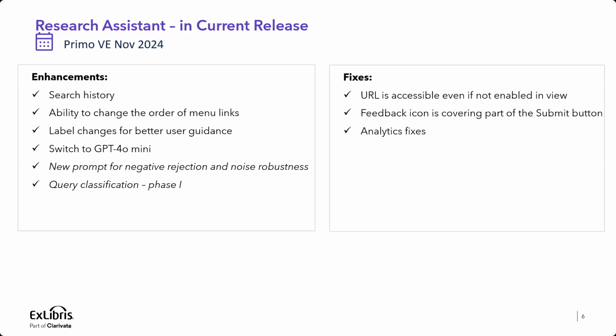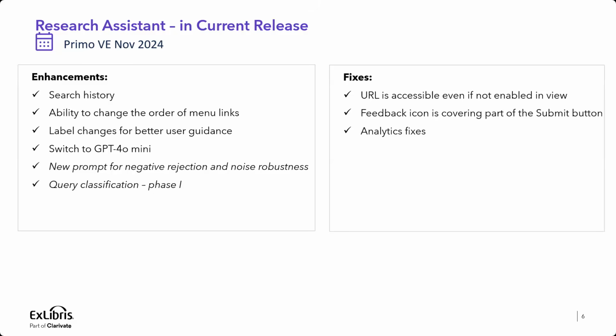Other fixes. We have the first fix that was required by you in the Primo listserv, by the community. There was a lot of correspondence about the visibility of the research assistant when using the URL, when the two view level parameters are not being enabled. You asked that the research assistant URL will not be accessible because of the sensitivity of the AI in your organizations and the bureaucracy that you sometimes need to go through in order to be able to activate AI tools.